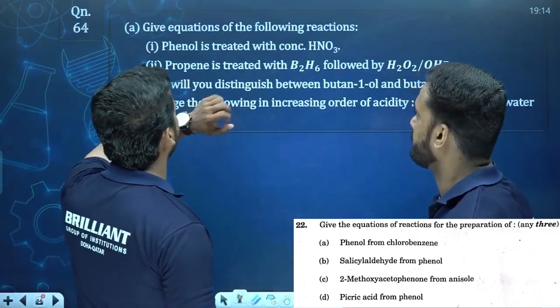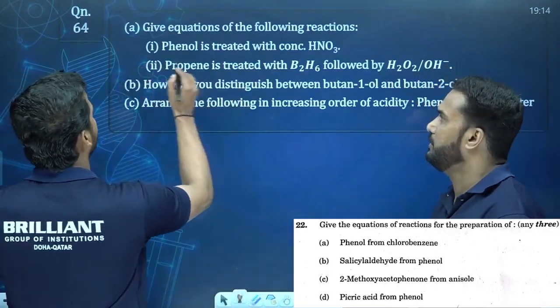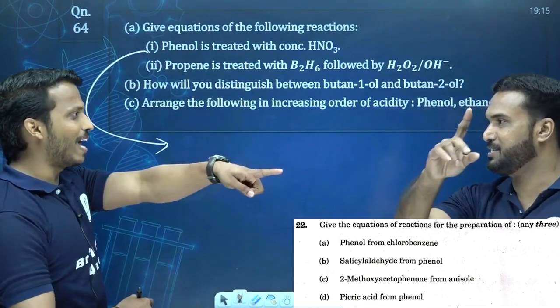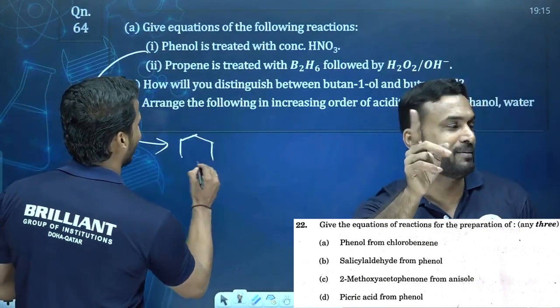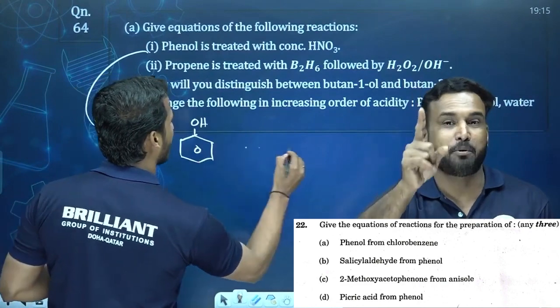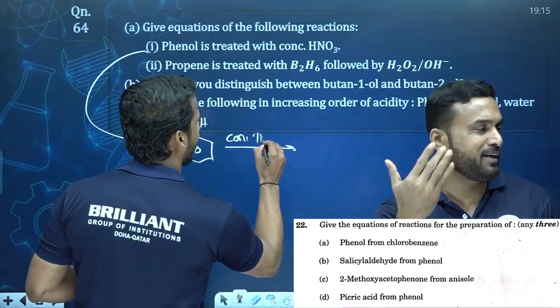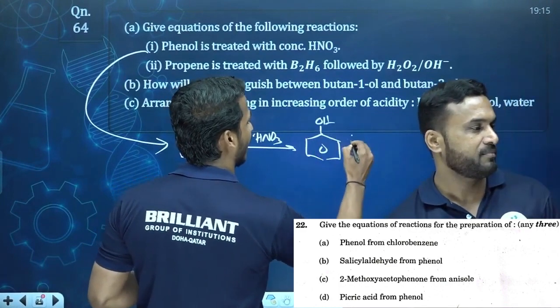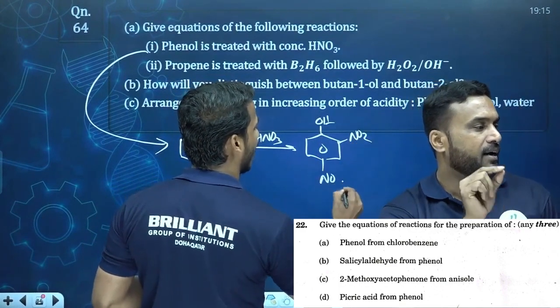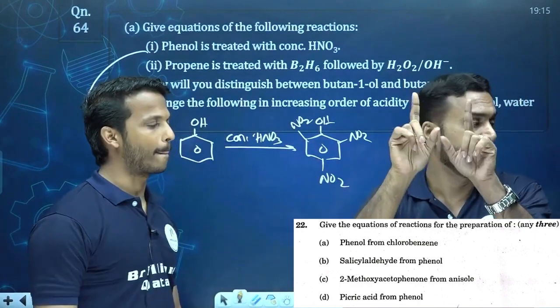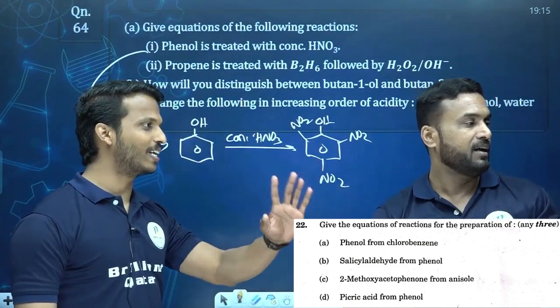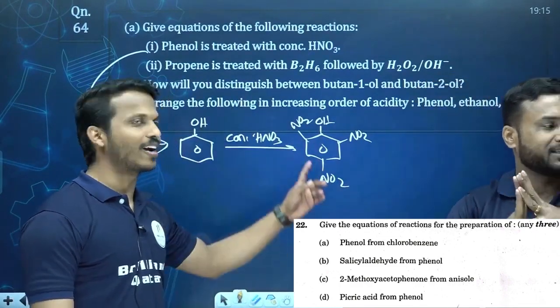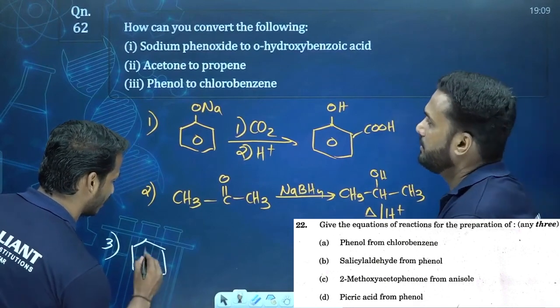Give equation of the following reaction: phenol with concentrated nitric acid. I think they will give the answer fast. Yeah, give the common name. Come on, all. Phenol, the product has a common name. Give that common name. Phenol treated with concentrated HNO3, you will get... Yeah, so the answer is picric acid. Picric acid.